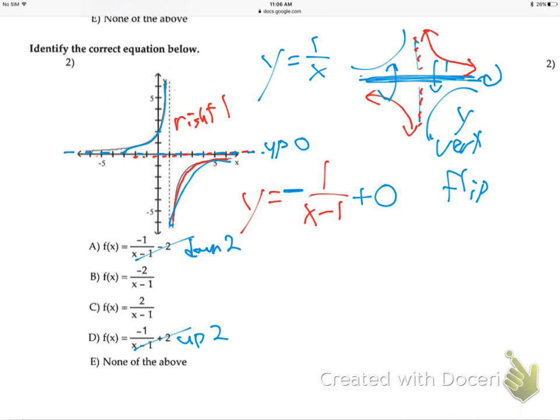So it's not A or D. It's either B or C or maybe none of the above. Now, it's not C because there's no flips on C. You with me? Because that's just a positive 2 up there. There's no negative. There's no flips anywhere.